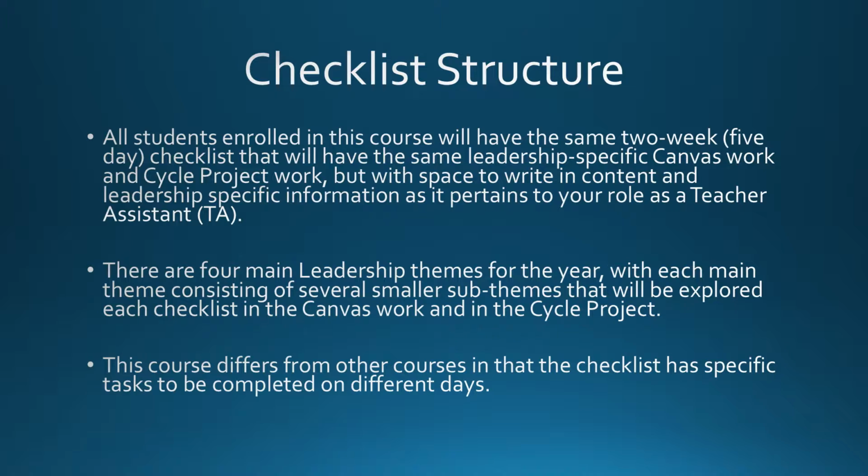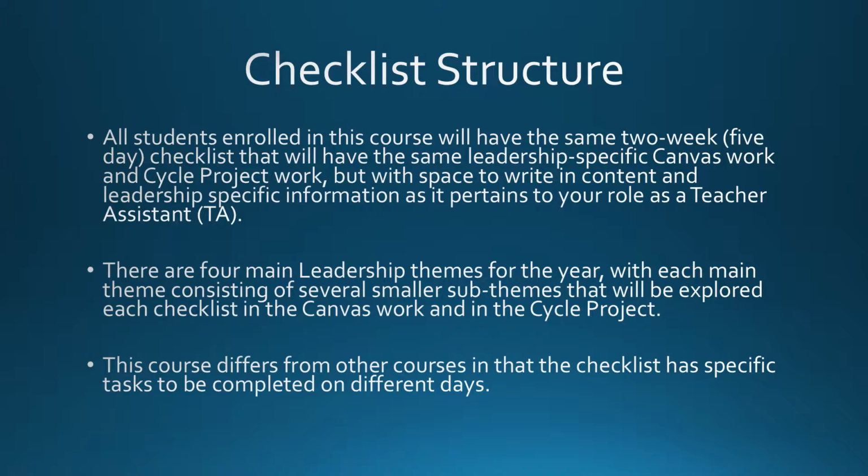So the checklist structure is going to be a 2-week checklist, and all students enrolled in this course will have that same 2-week checklist, and the 2 weeks will be 5 days each because it's A day or B day. So most weeks are 5 days, and that will have the same leadership-specific Canvas work and cycle project work. So again, no matter who your teacher of record is, you will have the same leadership-specific Canvas work and the same cycle project work, but you'll have space to write in content and leadership-specific information as it pertains to your role as a teacher assistant for your teacher of record. So that's where it's going to get really individual and really specific. Depending on who your teacher of record is, you're going to have very different work from somebody else taking the course. Like if someone's a TA for Miss Monica, you'll have very, very different work than someone who is a TA for Don Andres in Spanish.